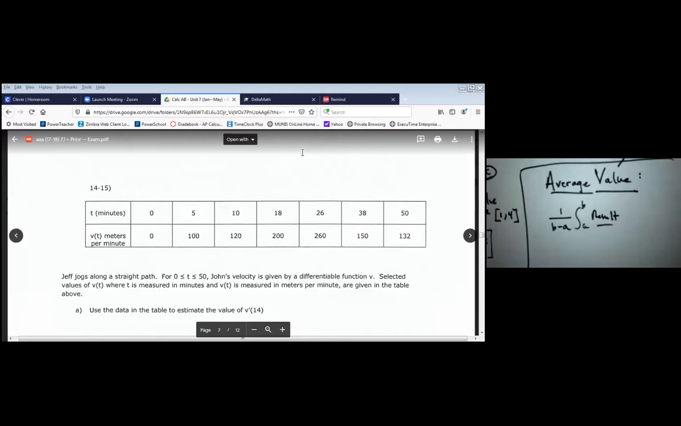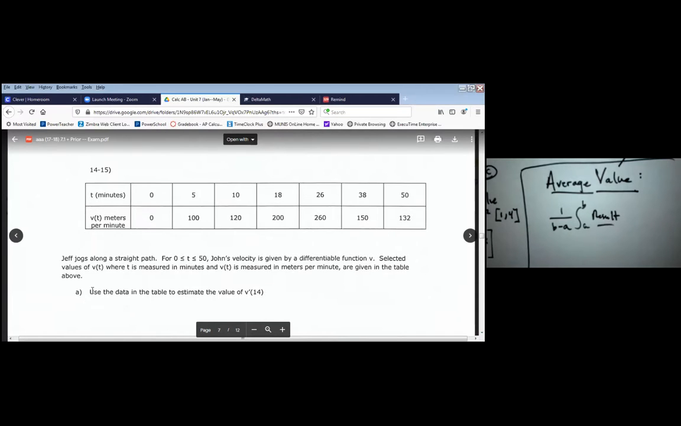All right, next one. So we are going to start reading, and this one's called Jeff Jogs. Jeff jogs along a path. This is talking about velocity over a period of time. So this guy's moving, he's running, he's walking, and we're charting his velocities over this period of time.